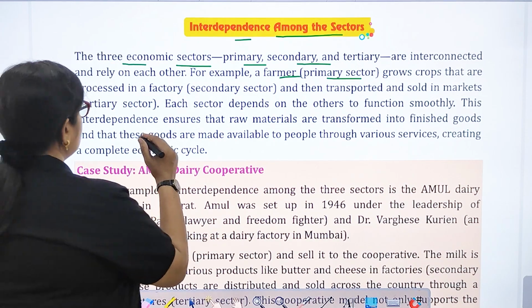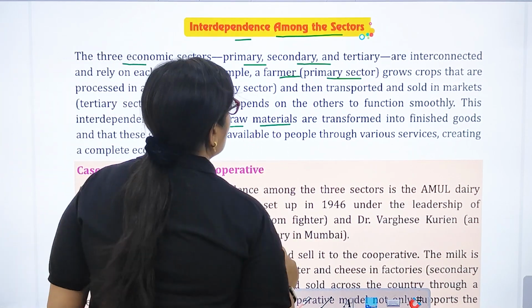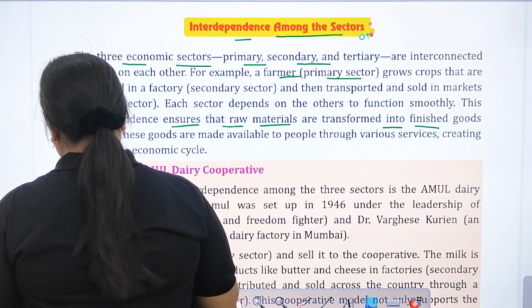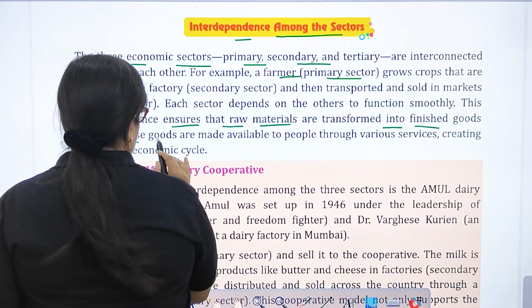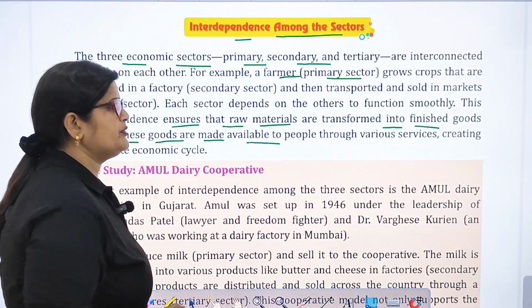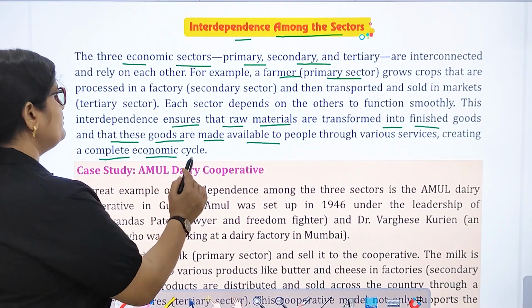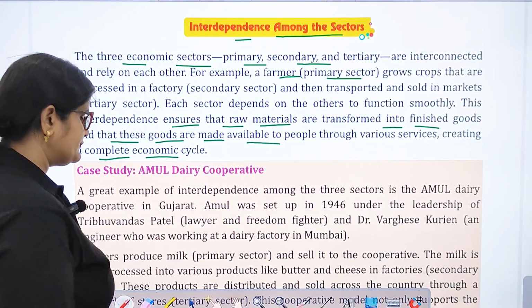This interdependence ensures that raw materials are transformed into finished goods and that these goods are made available to people through various services, creating a complete economic cycle.